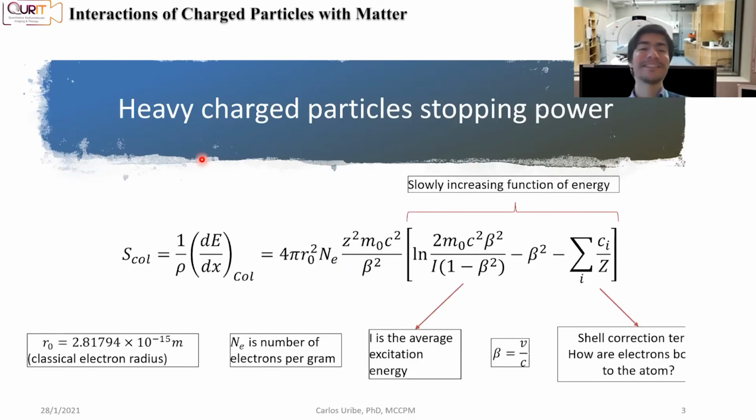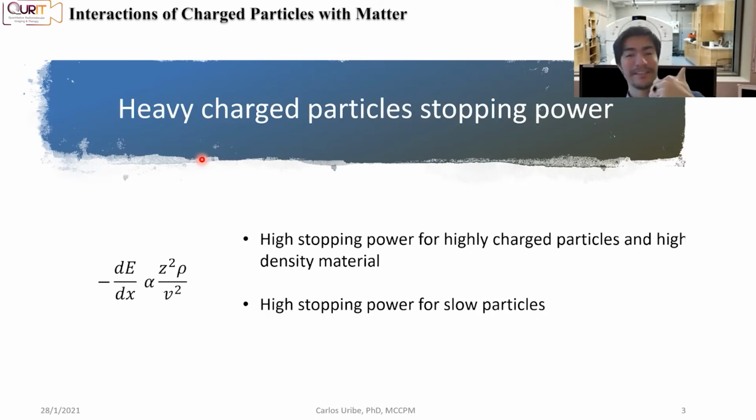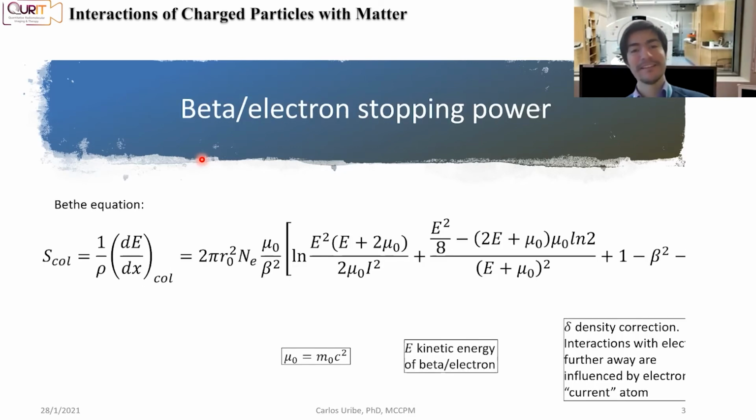So that's the message that I want you guys to have. It's high stopping power for highly charged particles and high density material, high stopping power for slow particles. That's for heavy charged particles. Let's now look at the betas, or electrons. It's interchangeable for this purpose.